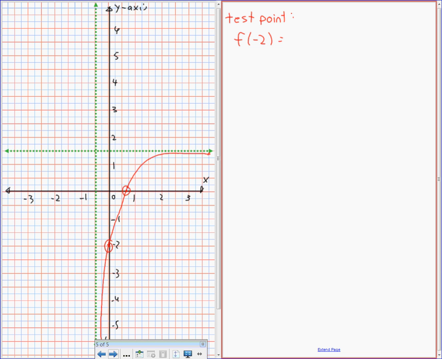Hey, Calvin, I'll pick on you because you're actually a Spider-Man right now. If I do f of -2, what should the value be approximately? Should be where? It would be in the top left. So it should be bigger than 3/2.